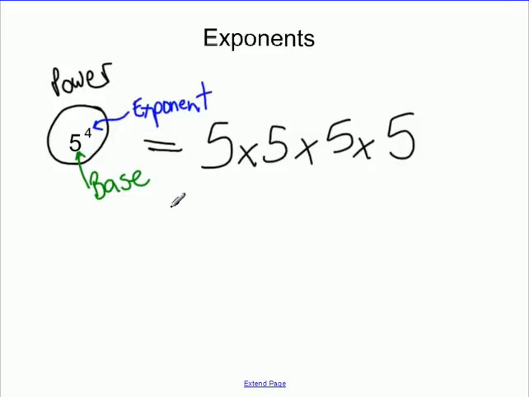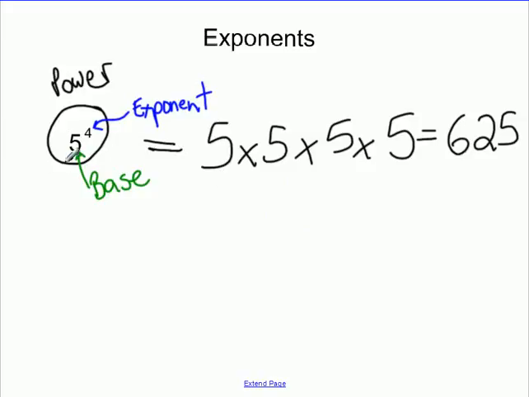So anybody that can have a calculator can grab it and see how much that is. Unless you can do it in your head, which is great too. 5 times 5 is 25. Multiply that by 5 again, you get 125. Multiply it by 5 again, you get 625. So 5 to the power of 4 is 625.